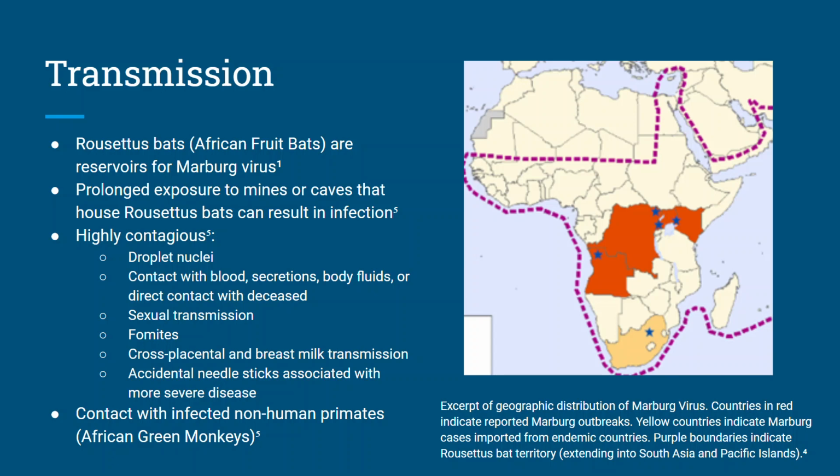It's a highly contagious virus, highly contagious from human to human. It can be spread through a variety of direct and indirect mechanisms, including through aerosols, droplet nuclei. It can be spread through direct contact with blood, secretions, or other body fluids from an infected person, or even direct contact from a deceased person who had the disease when they were living. It can be sexually transmitted. It can be transmitted through fomites. It can be a cross-placental infection spread from a pregnant person all the way to the fetus, and can also be spread through breast milk.